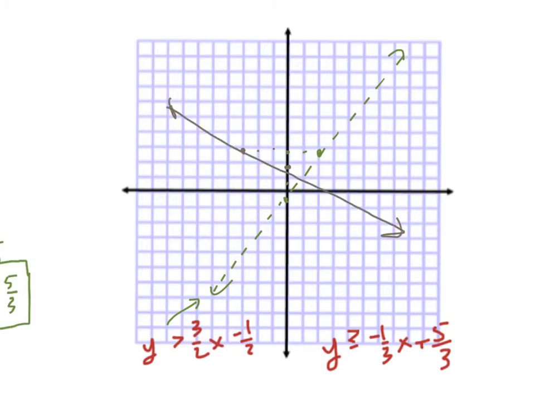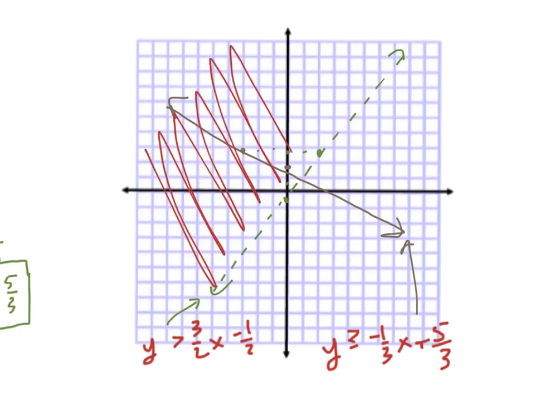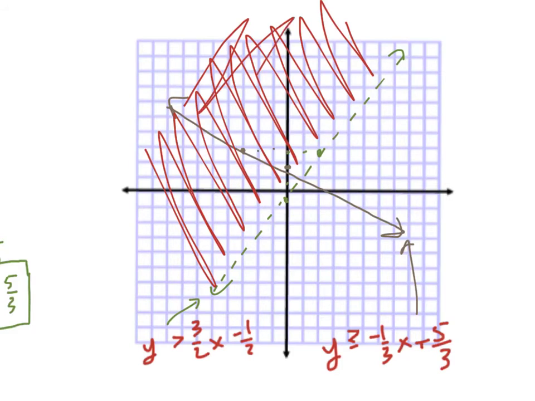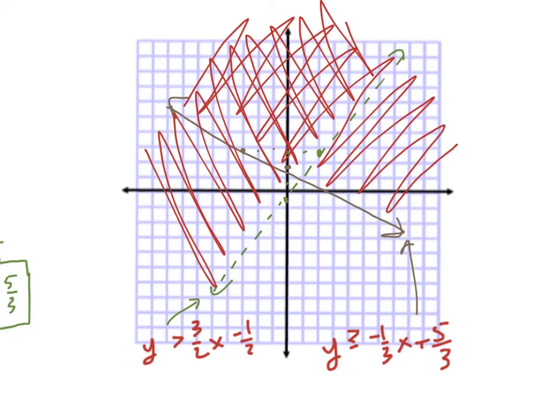I figured out the equations of the lines. I haven't shaded yet. For shading, I have to make sure that I shade on the correct side. For my dotted line, y was greater, so in that case, I shade above. For the other case, y was greater as well, so again, I shade above. You see what the solution looks like is this area here.